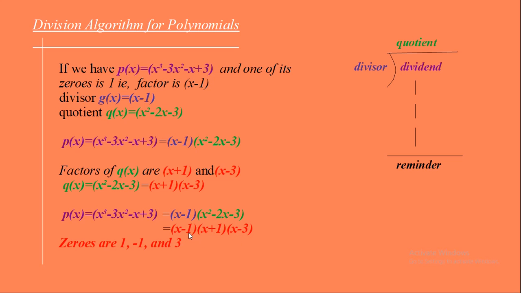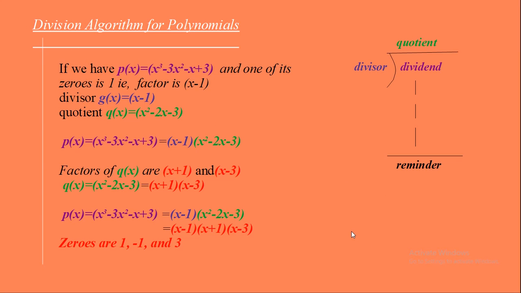That is, when x minus 1 equals 0, or when x plus 1 equals 0, or when x minus 3 equals 0, the value of this polynomial will be equal to 0. That means when x equals 1, when x equals minus 1, and when x equals 3, the value of the polynomial will be equal to 0. So the zeros are 1, minus 1 and 3.